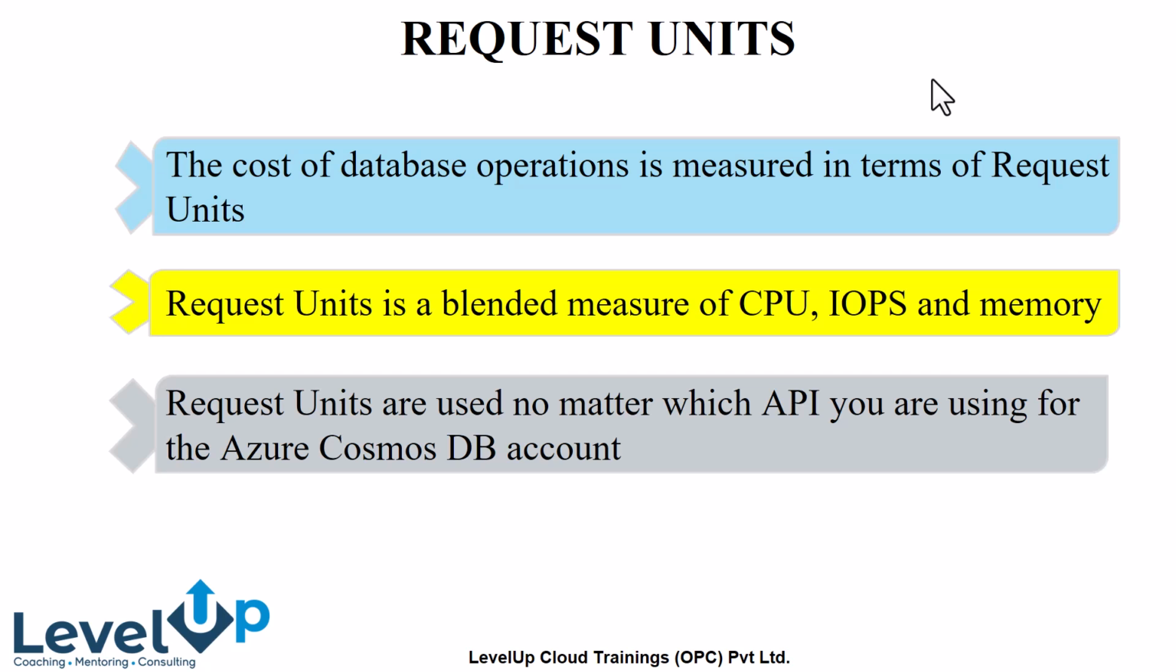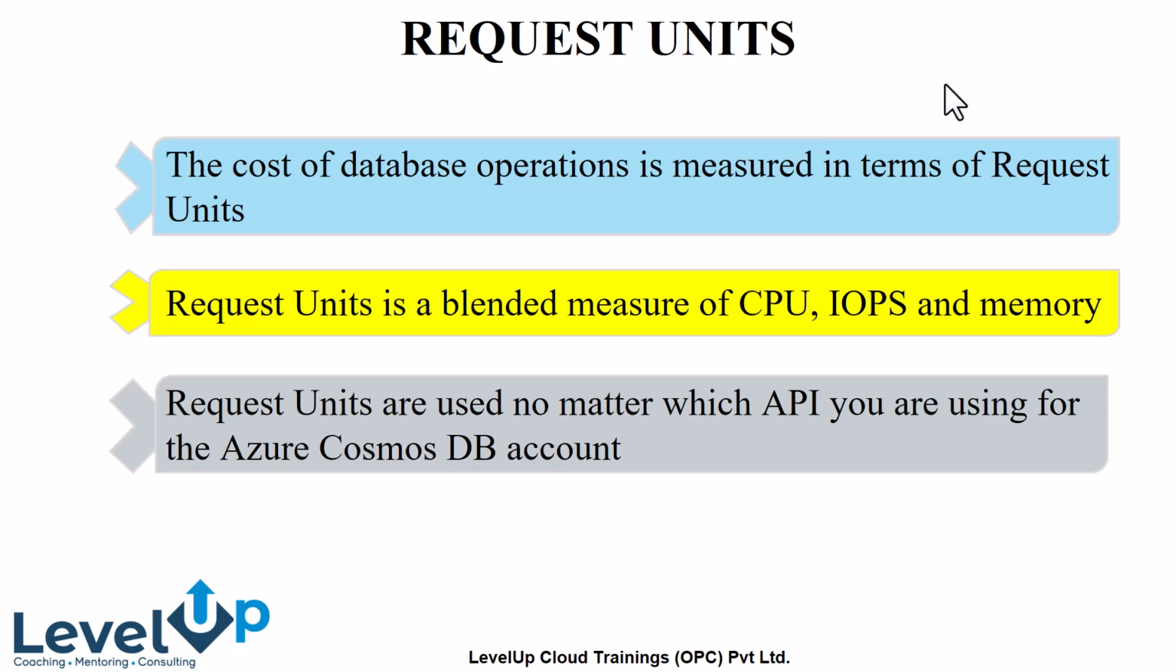That is the underlying infrastructure. Now, why is it in terms of RU? Because we don't manage the underlying infrastructure like compute and memory. Everything is managed by Azure Cosmos itself. Hence, since everything is managed by the platform itself, in terms of costing also, they have a different term, and that is known as request units.